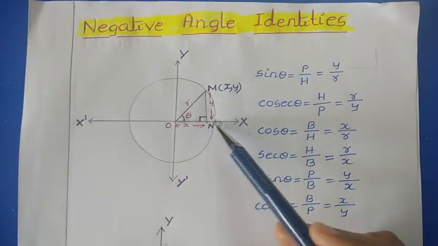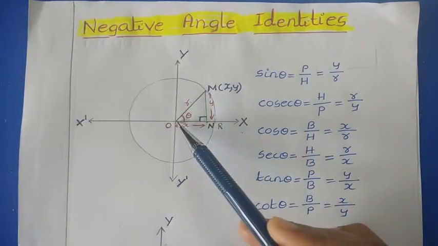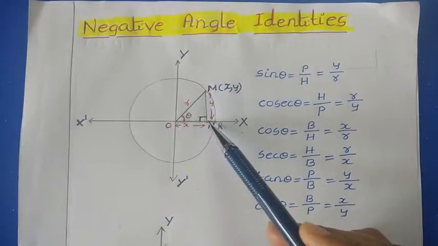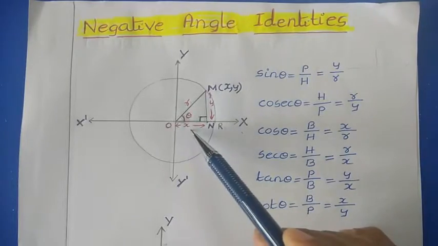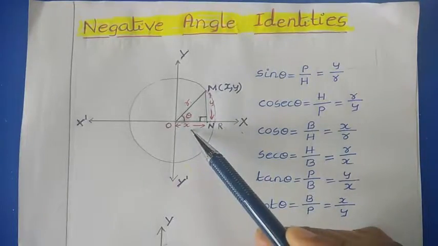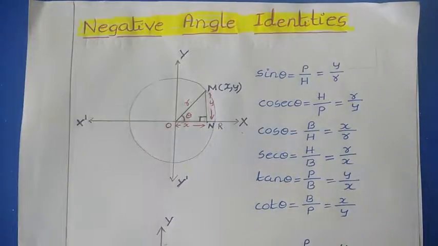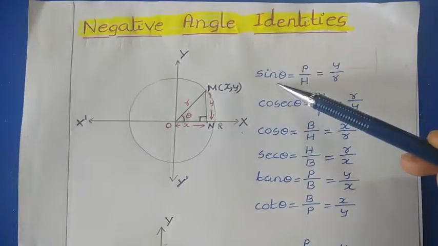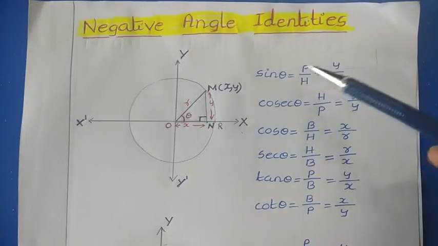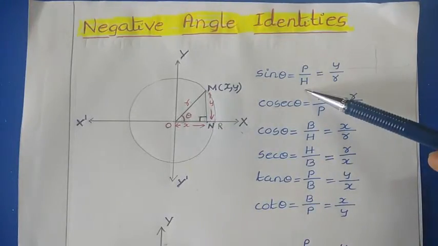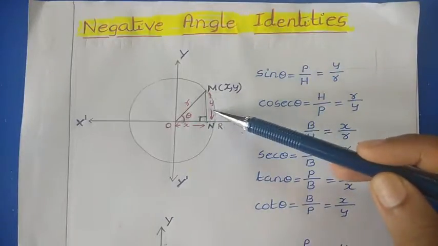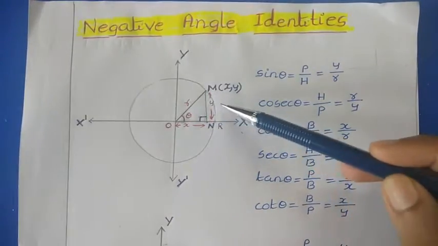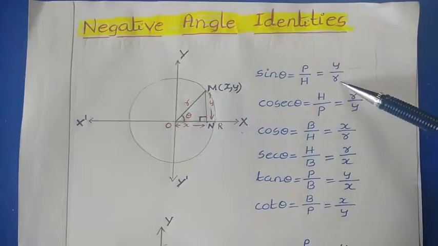Then in the same way here on the x-axis we have this particular line, and this is nothing but x I am taking, which is the base value. Now apply the trigonometric ratio values. See, if I want to find out sine theta, then sine theta is perpendicular upon hypotenuse. So perpendicular is this one and hypotenuse is this one, which is nothing but y upon r.